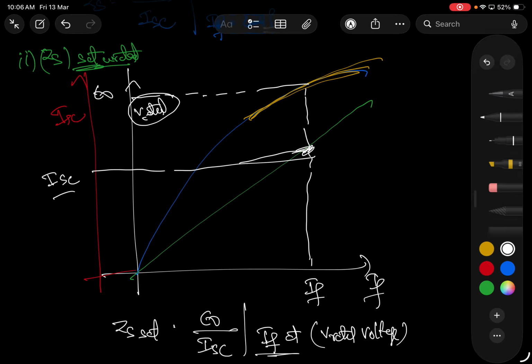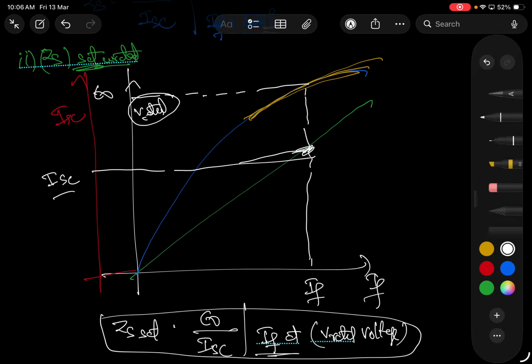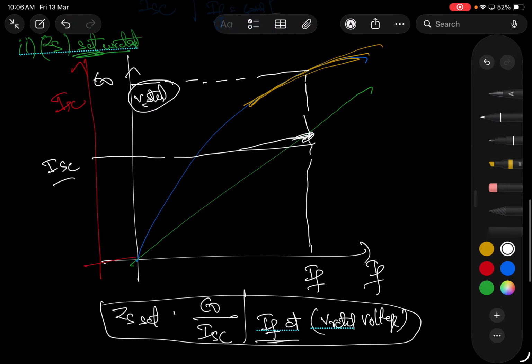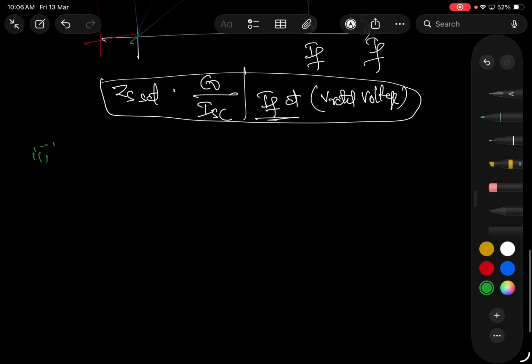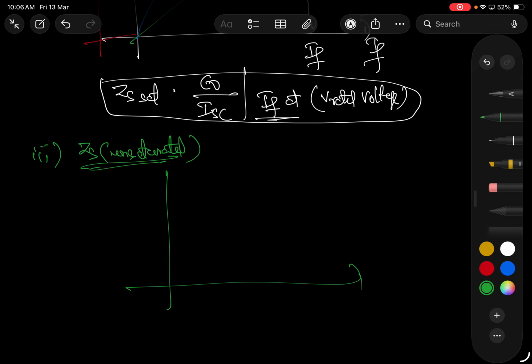They may ask you these slightly different questions. The only thing is where you are representing this. So ZS saturated is nothing but E naught by ISC at IF corresponding to V rated, V saturated. And there is one more method, that is ZS unsaturated. So what is ZS unsaturated?